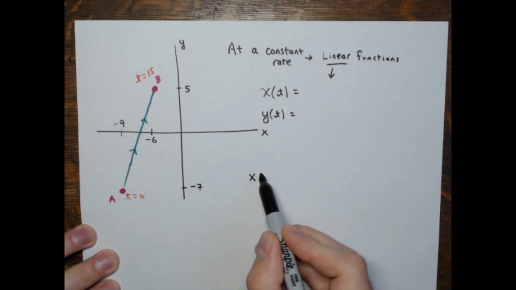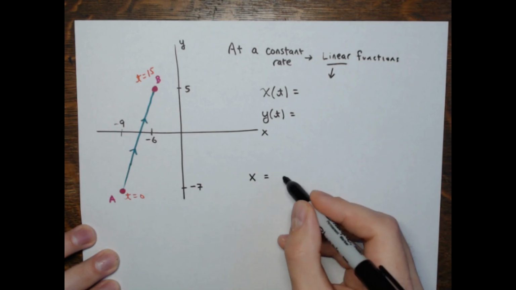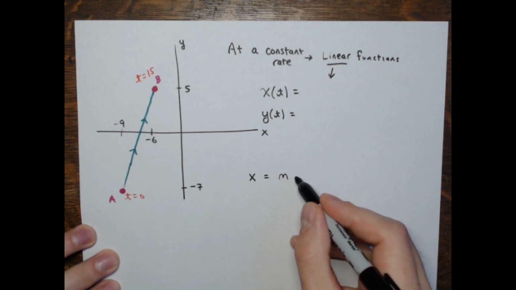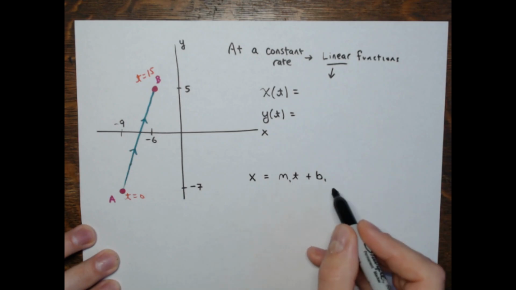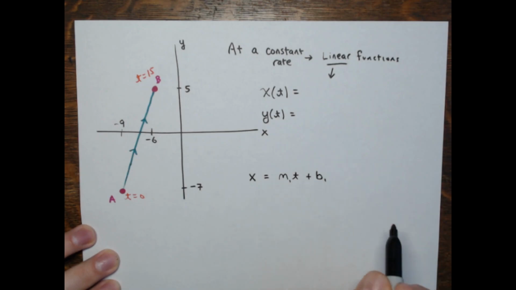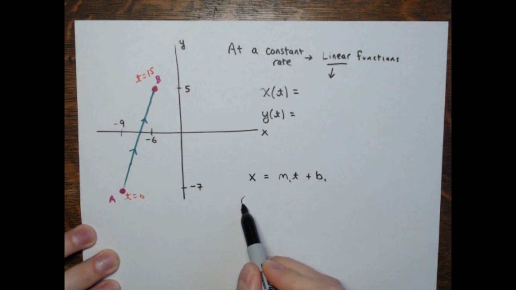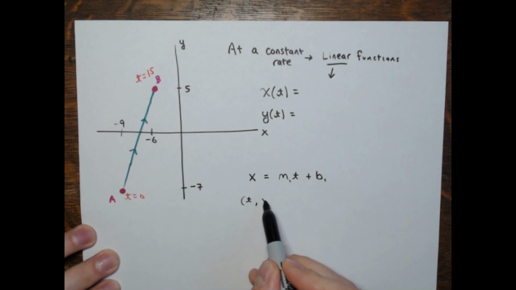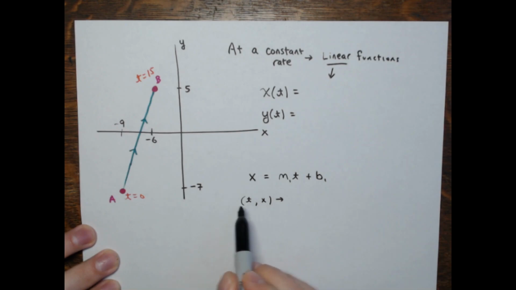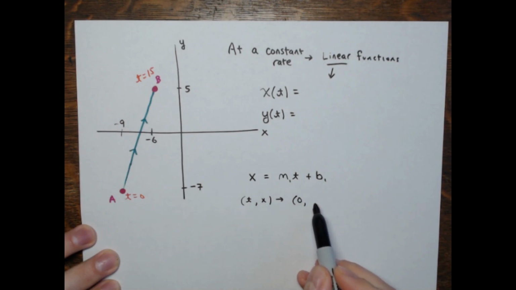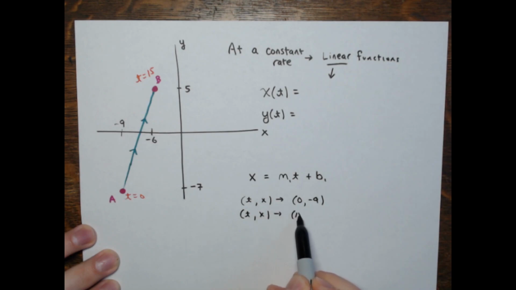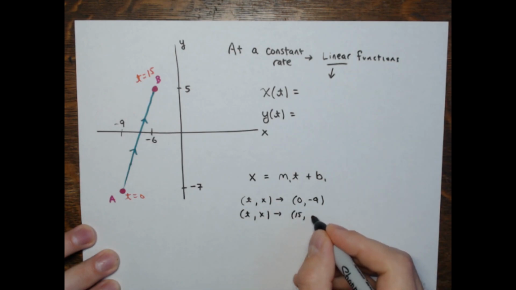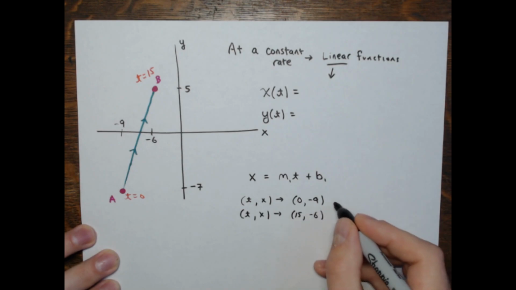So for x, x needs to be equal to, say, mt plus b, right? So I'll call it m1t plus b1. A linear function. So again, we want x of t: when I plug in 0 for t, I get -9 for x. Also, when I plug in 15 for t, I want -6 for x.